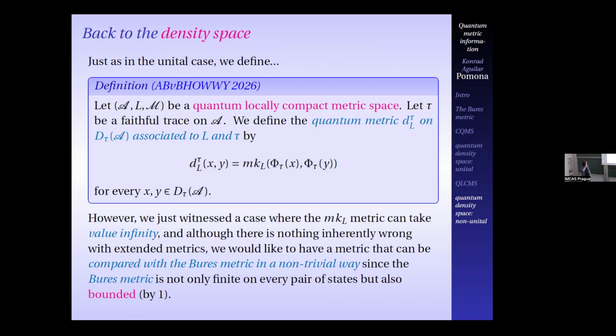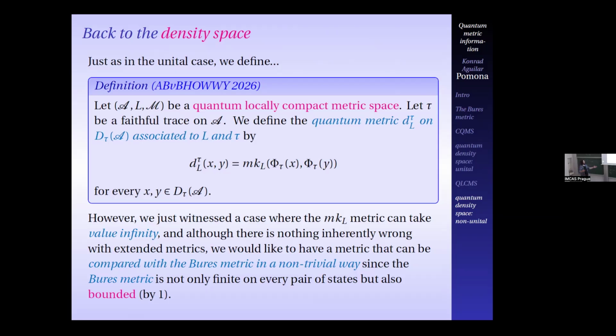However, the underlying philosophy, or the idea of this project, is to compare with the Bures metric, which is a bounded metric. Not just finite between any pair of states, but also bounded. So this is not what we want for our current work. We don't want something that can take value infinity. So we want a subclass of quantum locally compact metric spaces for which you automatically get a bounded metric with the Monge-Kantorovich metric.